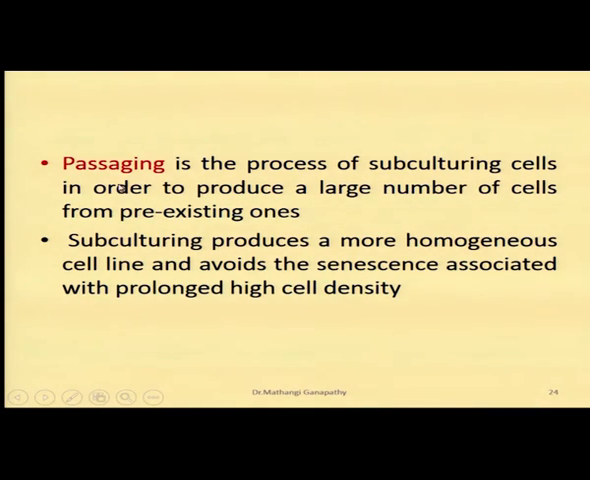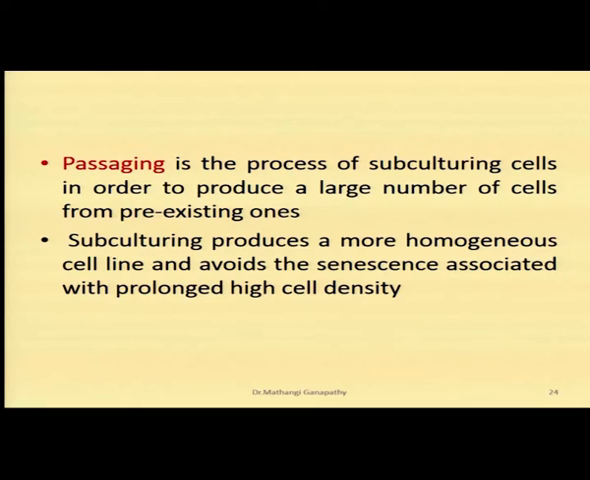This offers numerous advantages in the propagation of cells. Passaging. Passaging is the process of subculturing cells in order to produce a large number of cells from pre-existing cells. So you have separated out a cell, we have established a primary cell culture, and when we make multiple passages, that is, keep on changing the medium and maintain it in aseptic condition so that the cells will divide, from the initial low number of cells we can get 10 to the power of n number of cells. So by passaging, it is a subculture where from a lesser number of cells, we multiply and get more cells.